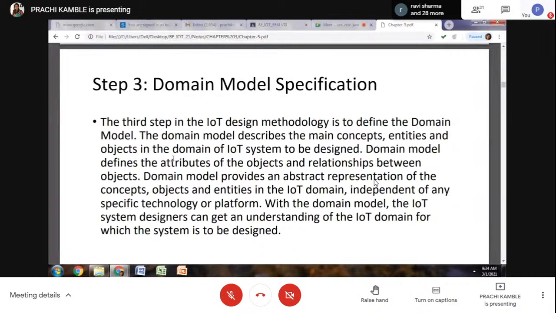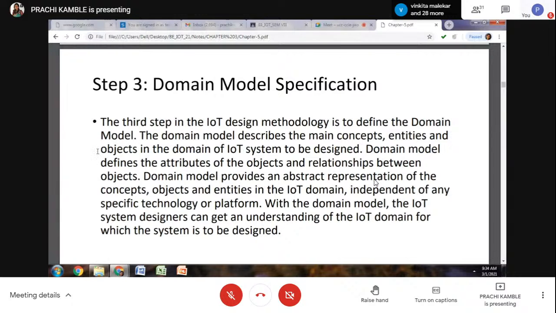So let's take an example of a healthcare system. When we talk about the entities involved in a smart healthcare system or a remote healthcare system, what entities will be present? Doctor will be present, then caretaker, patient, and relative. These are the entities in your domain model specification which you will use for drawing your use cases. And objects in the domain of the IoT system to be designed.